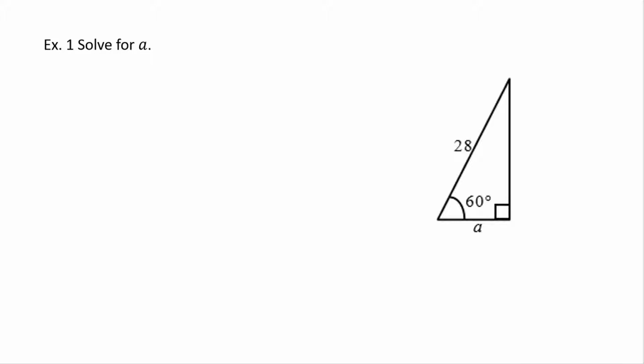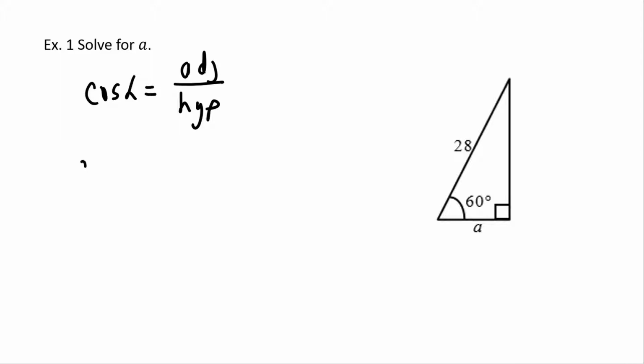Solve for A. Presented as a right triangle with 60 degrees marked on one side, the letter A adjacent to the 60 degrees, and the hypotenuse denoted as length 28. To solve this triangle problem, we're going to use a trigonometric ratio, and I'll start with that the cosine of alpha is equal to the length of the adjacent divided by the length of the hypotenuse.